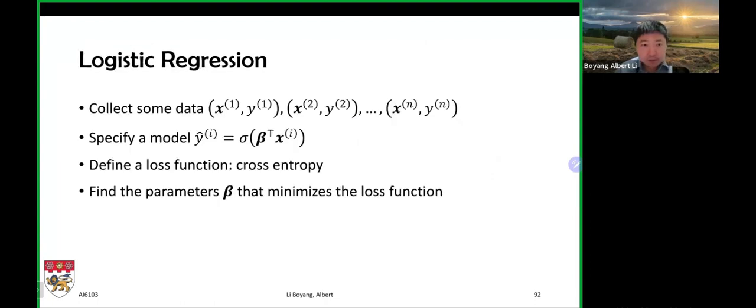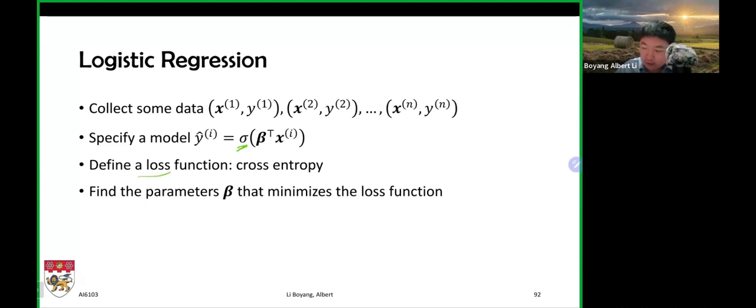Okay, so that is basically the story behind logistic regression. As a recap, we still follow the supervised learning recipe. We started by collecting some data, x1, y1 all the way to xn, yn. We specified a model, which is very similar to the linear regression model, except that we use a bit of a non-linear activation function, and here we use the sigmoid function.